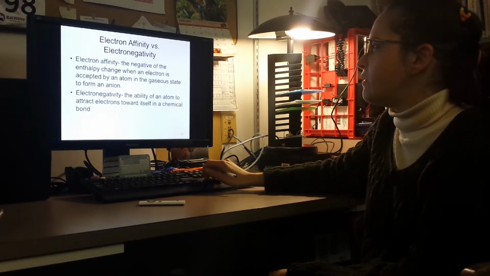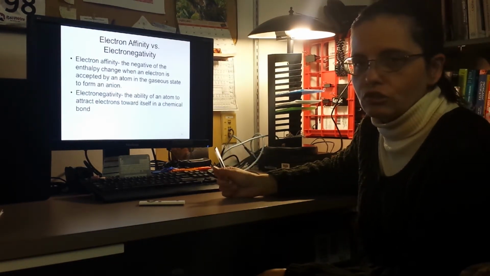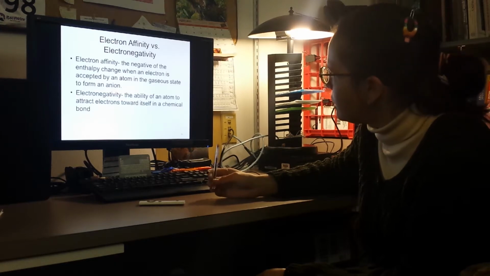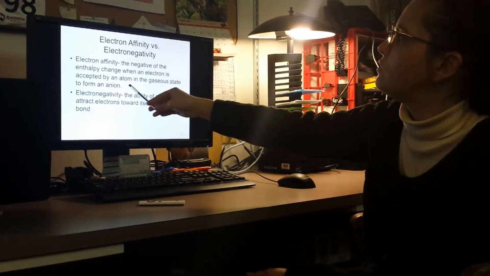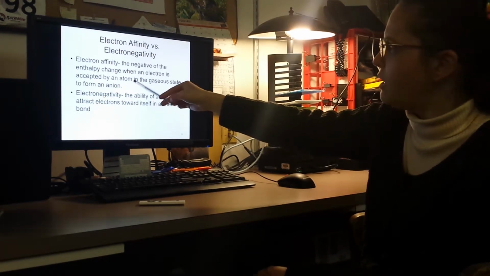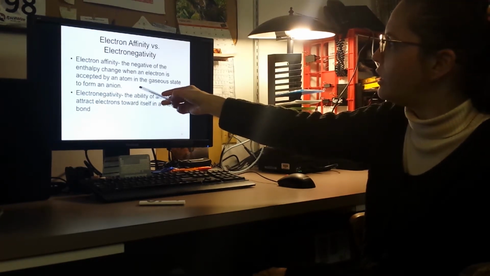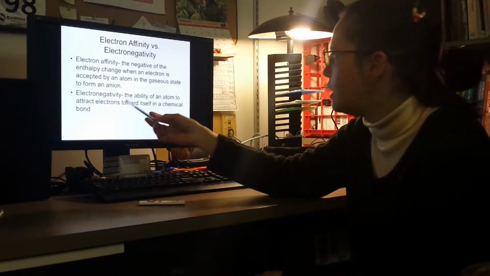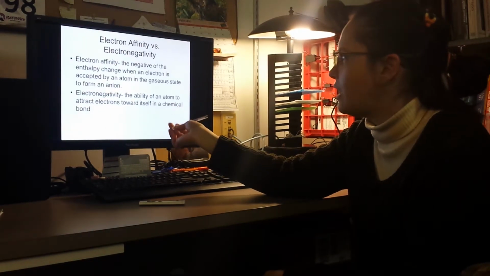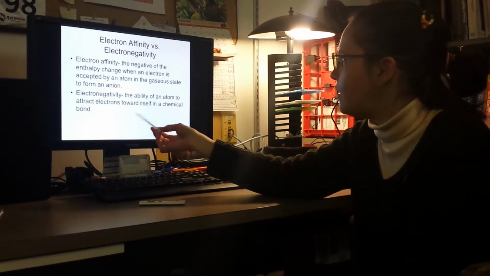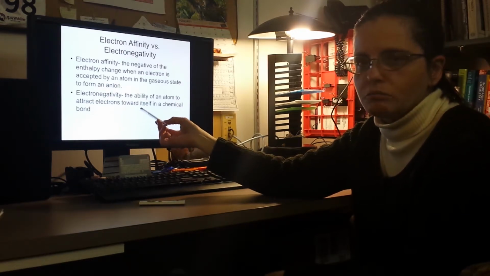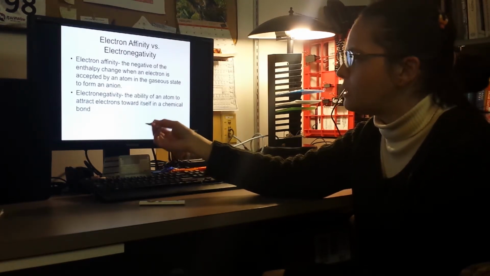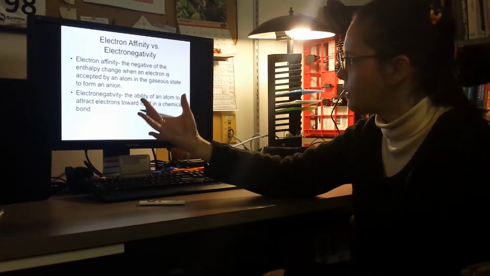So, what's the difference between electron affinity and electronegativity? Well, electron affinity is the negative of the enthalpy change when an electron is accepted by an atom in the gaseous state to form an anion. So that's a pretty physical sort of a thing, a very chemistry sort of a thing. Whereas electronegativity is the ability of an atom to attract an electron towards itself in a chemical bond. So the focus of what they actually mean is slightly different, although they definitely talk about things which are very similar.